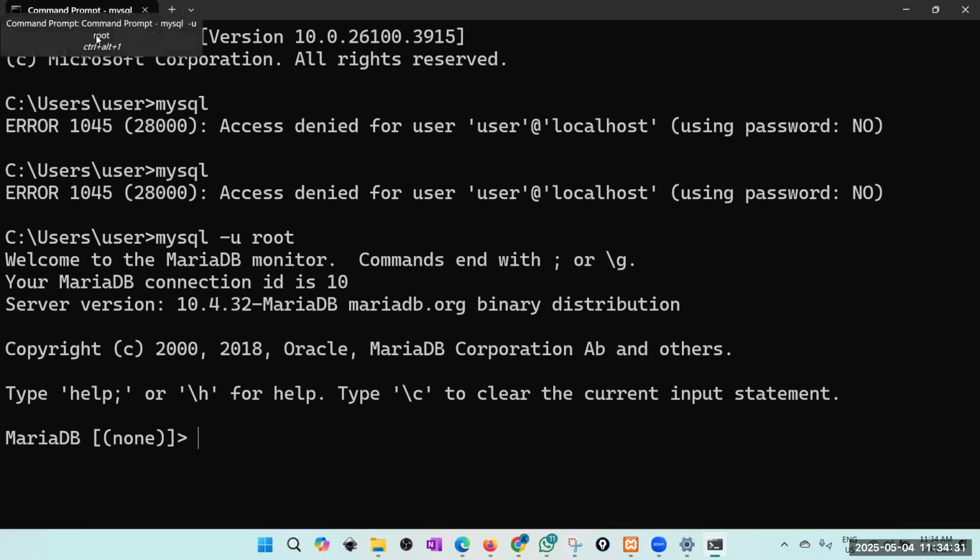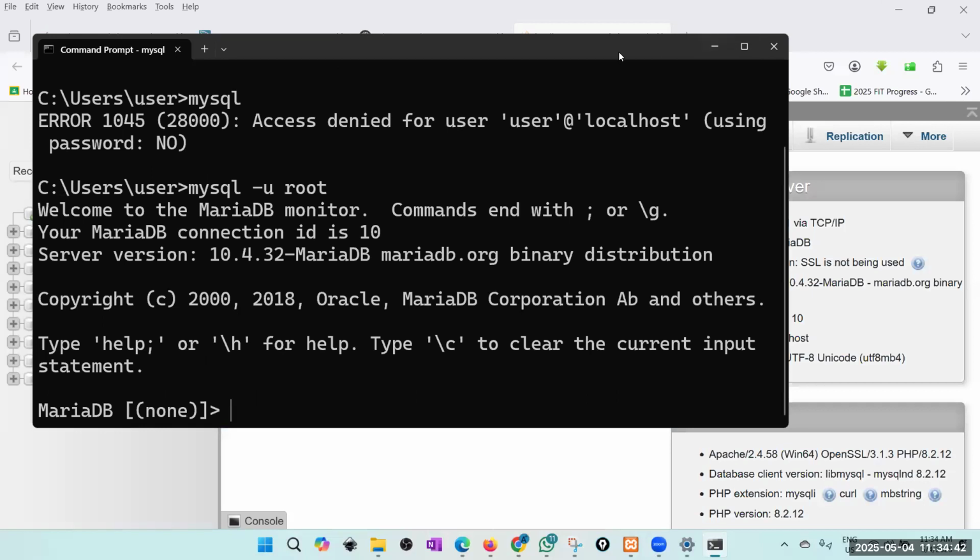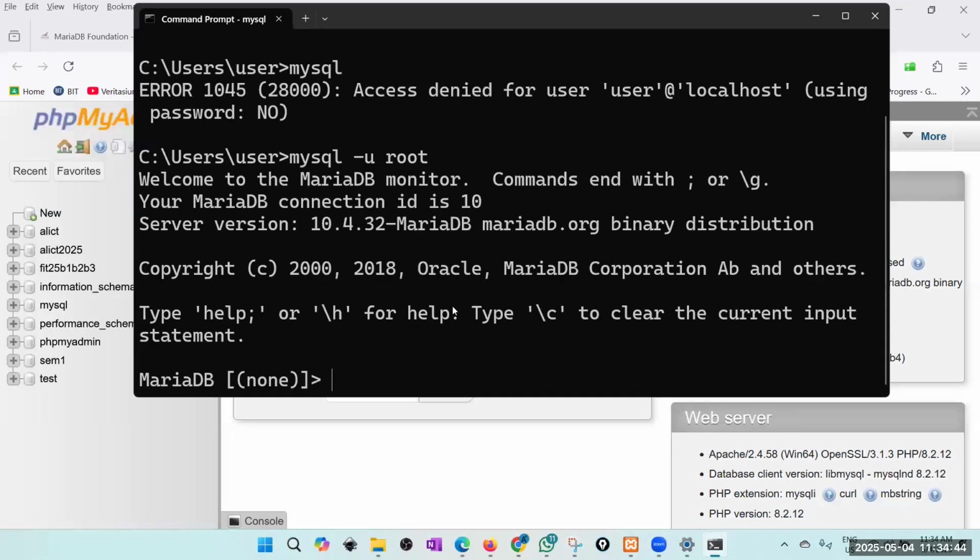MySQL commands are not tested in your exam, but they are required if you are working with MySQL in the command line, which is an expected skill from anyone who is doing IT.